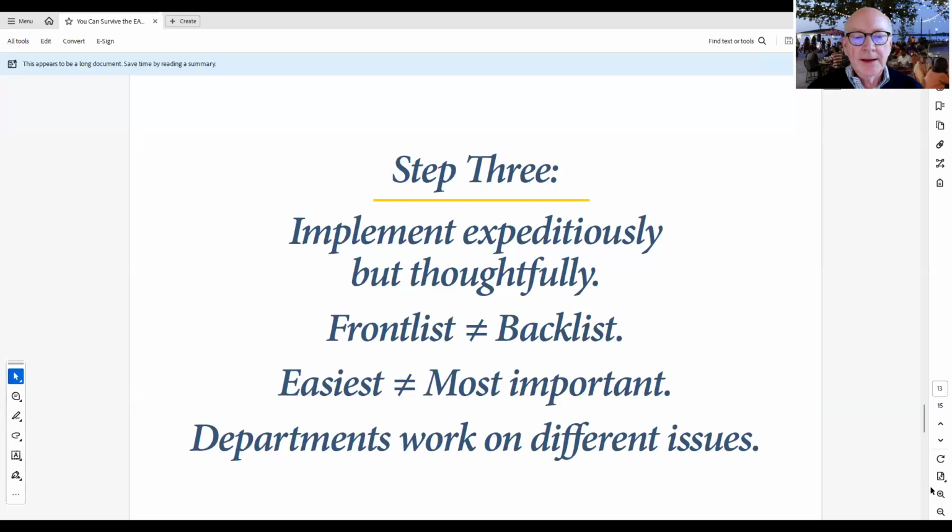Also, don't just do the easy. I mean, yes, do the easiest things, but the easiest things aren't necessarily the most important thing. So don't think that you're doing what you can by just doing the easiest things.